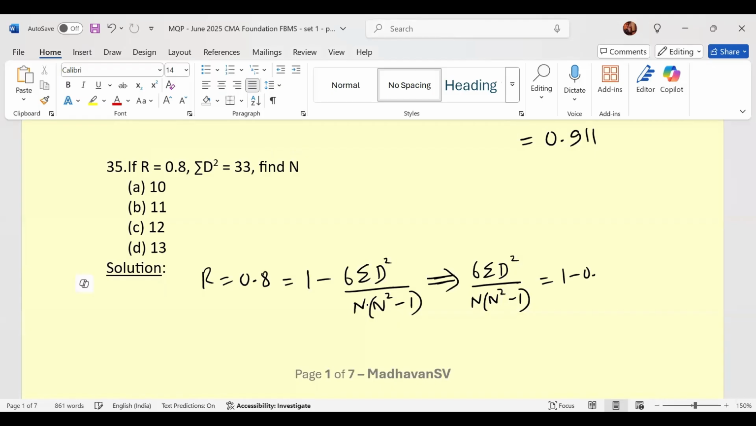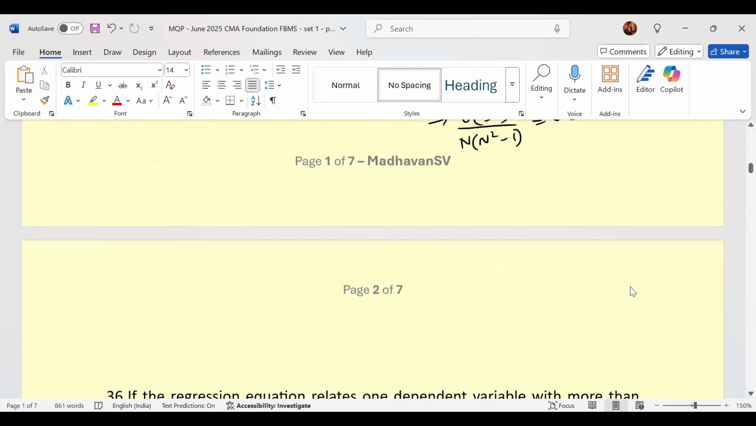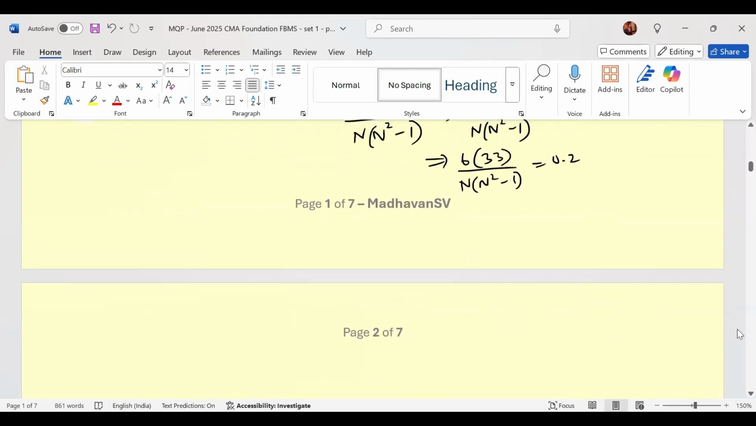So that becomes 1 minus 0.8, which will be 0.2. So that means 6 times d square is given as 33 divided by n into n square minus 1 is 0.2. So this will become now, 6 into 33 we'll keep as it is. We will take that, that means 6 into 33 divided by 0.2 will be n into n square minus 1.